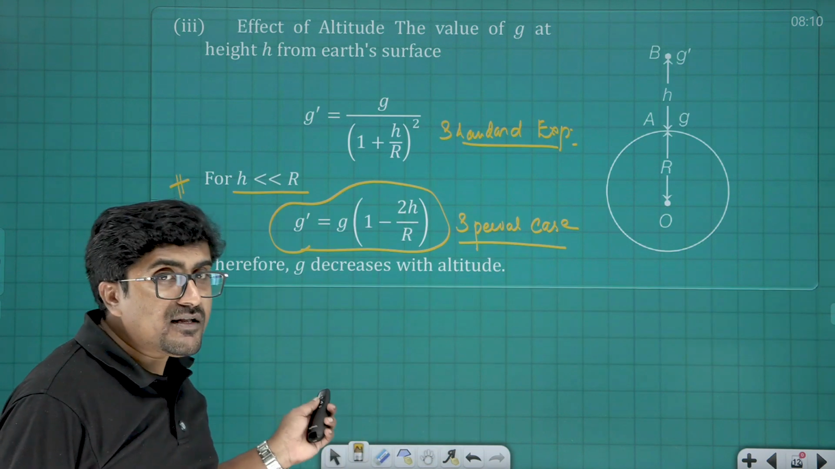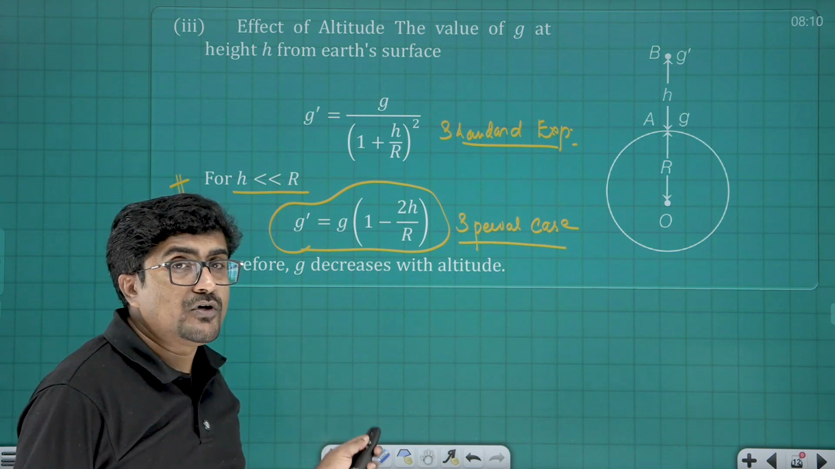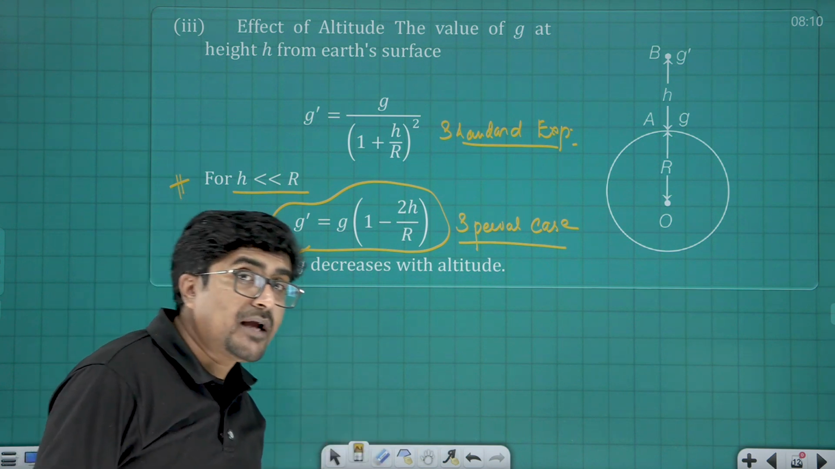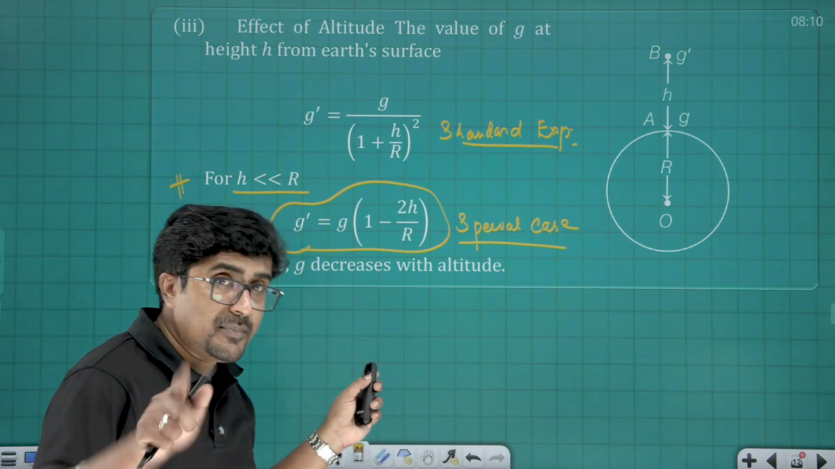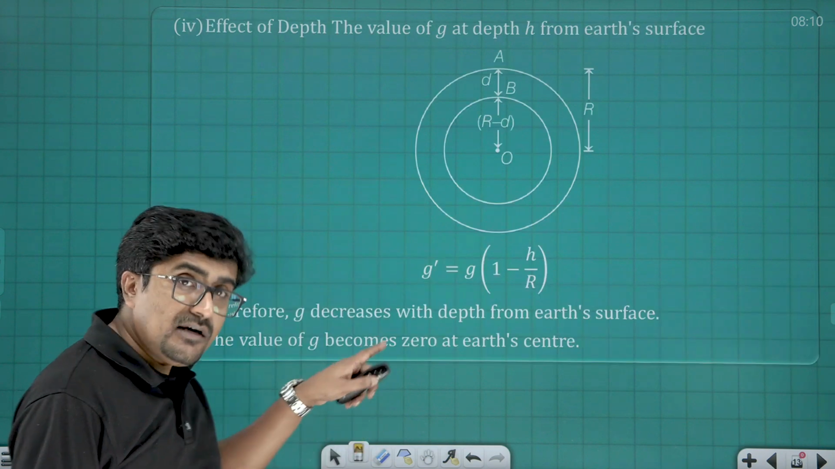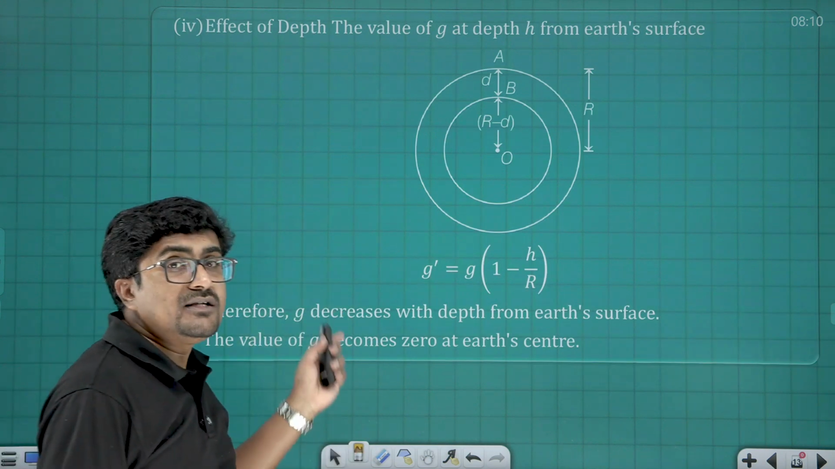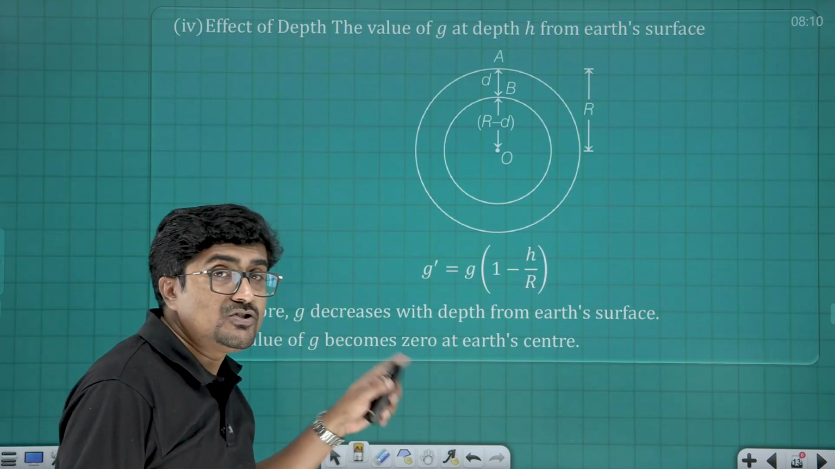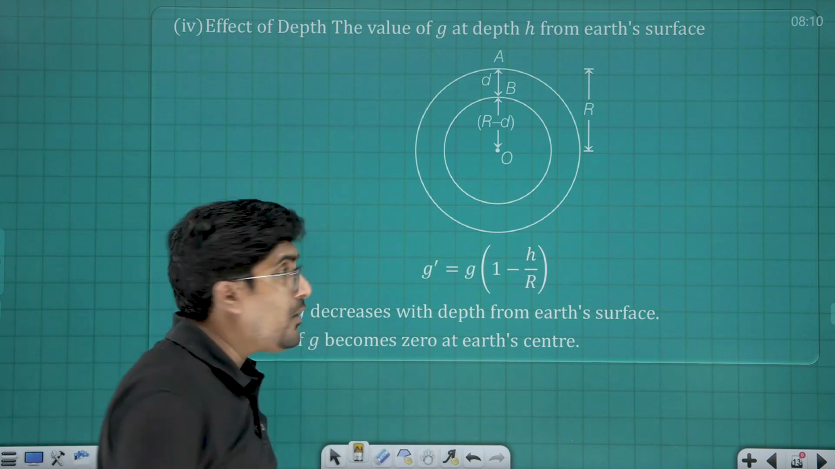And here in the special case, you can see it was g dash is equal to G into 1 minus of 2H upon R. But the special case, I repeat once again, this was the special case. And here with respect to depth, you can see it as g dash is equal to G into 1 minus of H by R. Okay.